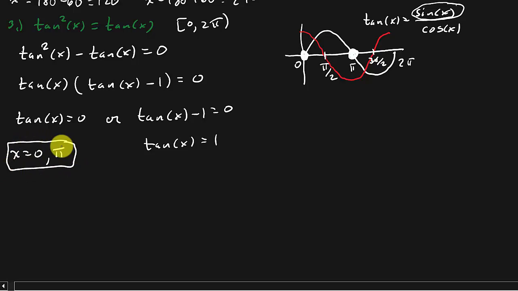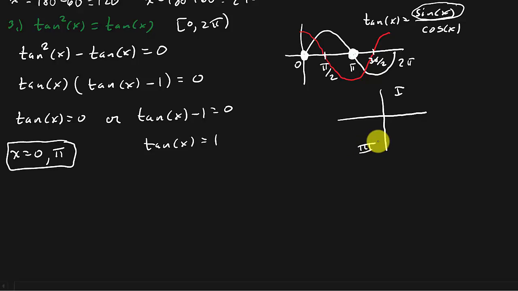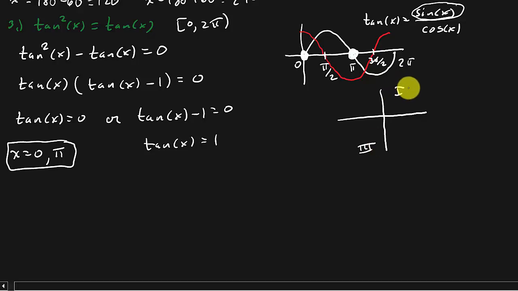Now, let's look at tangent x equals 1. Well, I've got tangent x equals positive 1. All right, so where is tangent positive? It's positive in the first and third quadrant. All right, so remember, we got to find our reference angle. So let me ask you this. Is the reference angle a solution? Yes, because one of our solutions is in the first quadrant. So that means our reference angle is a solution.